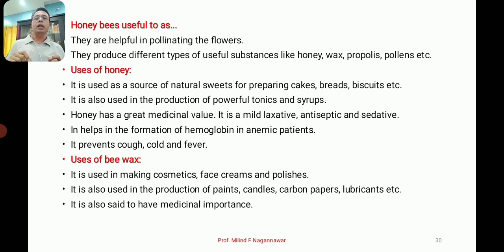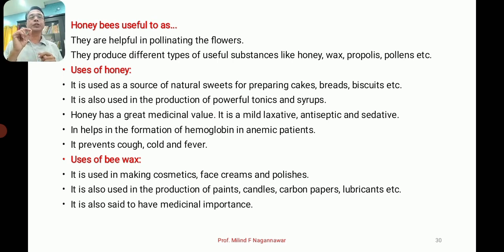In anemic people, if regular honey is taken, then it helps in increasing their hemoglobin content. So that is very useful for anemic patients, and it also prevents cough, cold and fever. So there is a lot of medicinal value the honey has. Then apart from that, it is a natural sweetener also, which is used in the production of many bakery items. Then what is the beeswax used for?